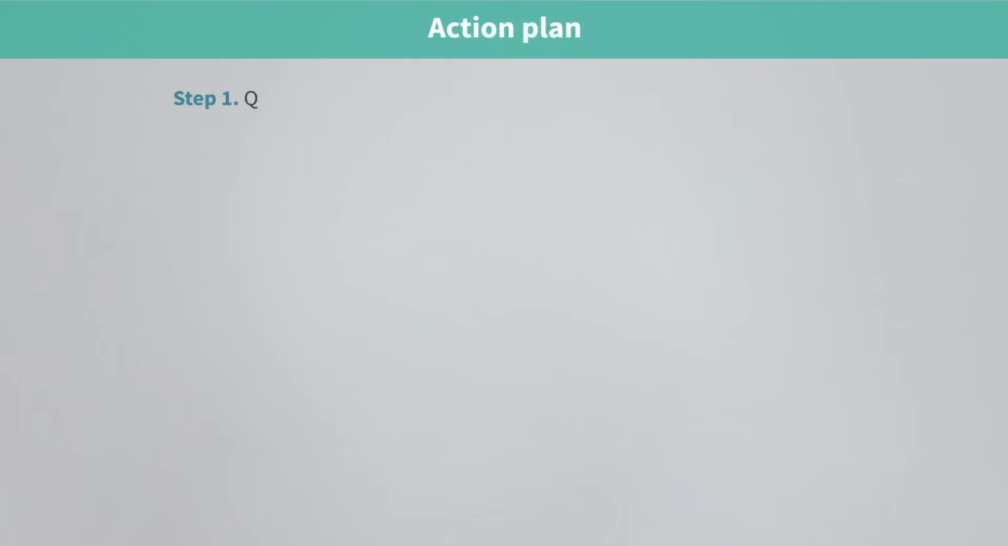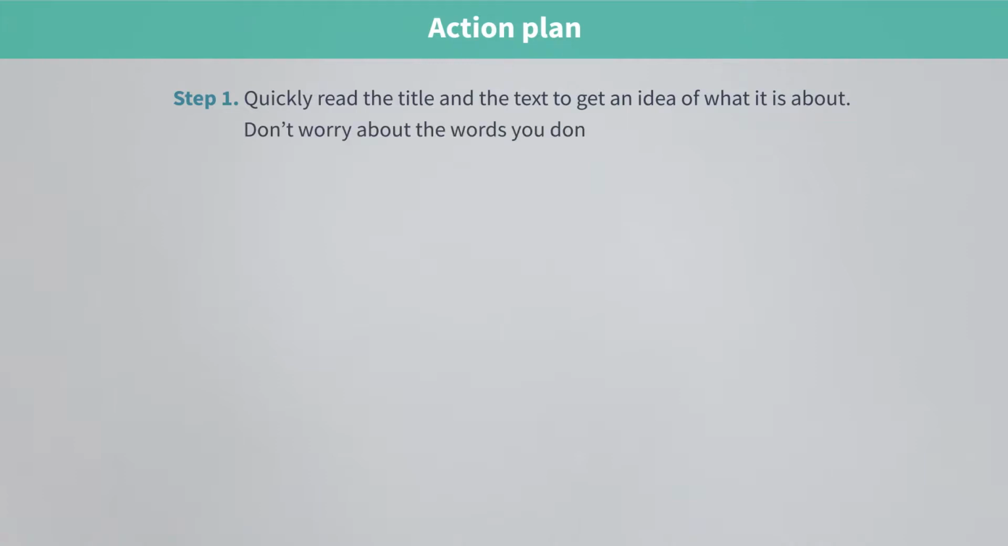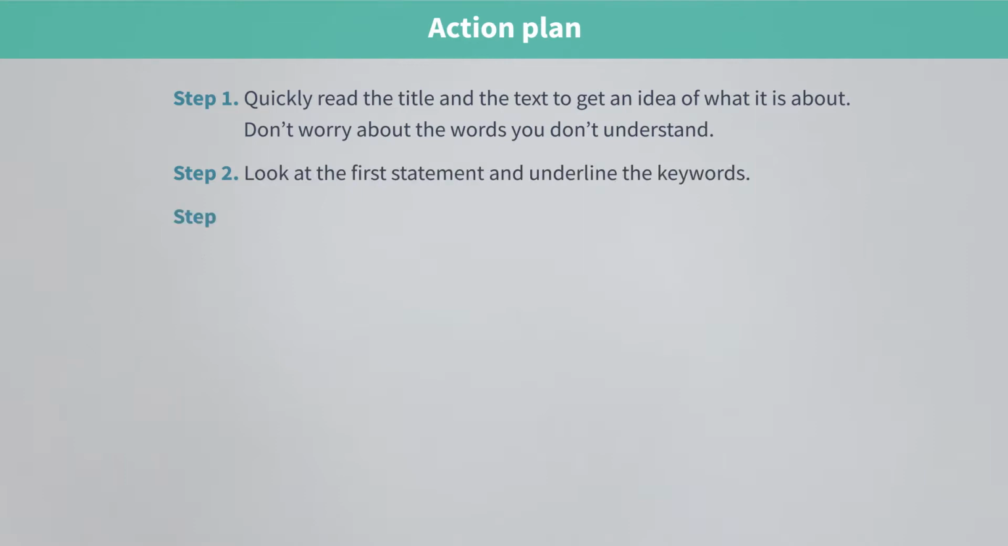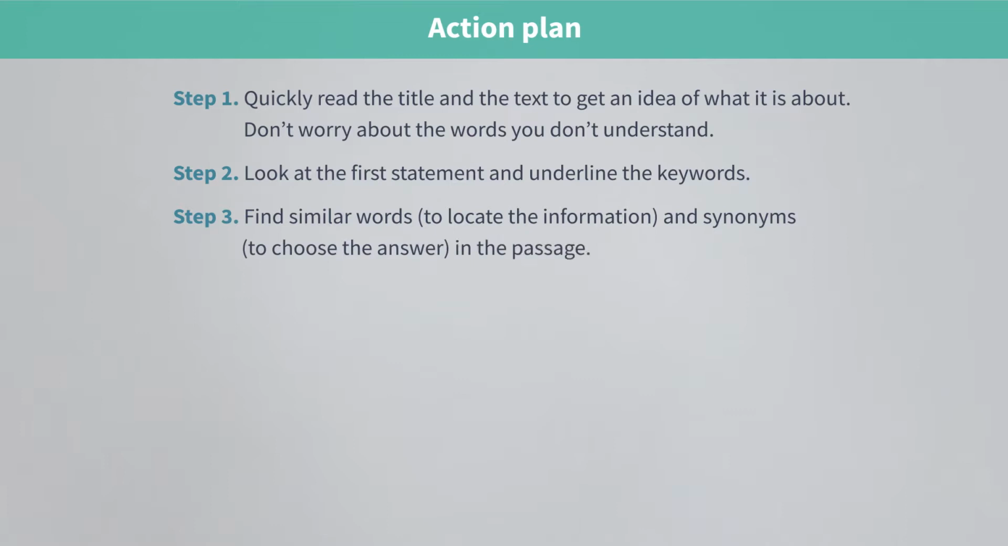Let's sum up what you've learned about true, false, not given questions. Here is the action plan and some tips. Step 1. Quickly read the title and the text to get an idea of what it is about. Don't worry about the words you don't understand. Step 2. Look at the first statement and underline the key words. Step 3. Find similar words to locate the information and synonyms to choose the answer in the passage. Step 4. Read carefully and choose true, false, or not given.